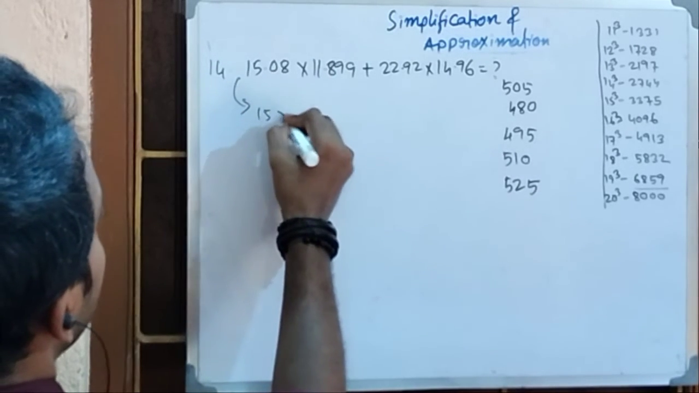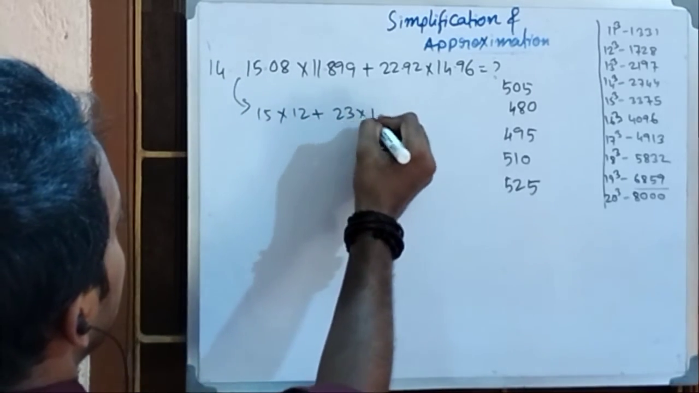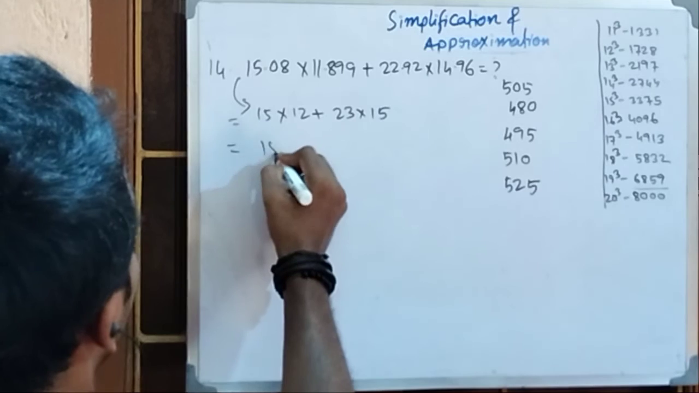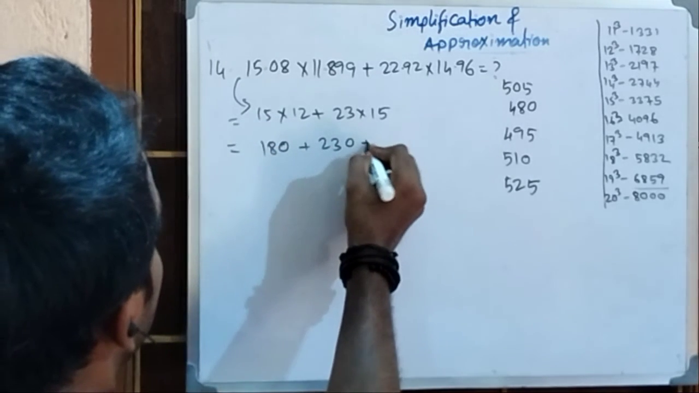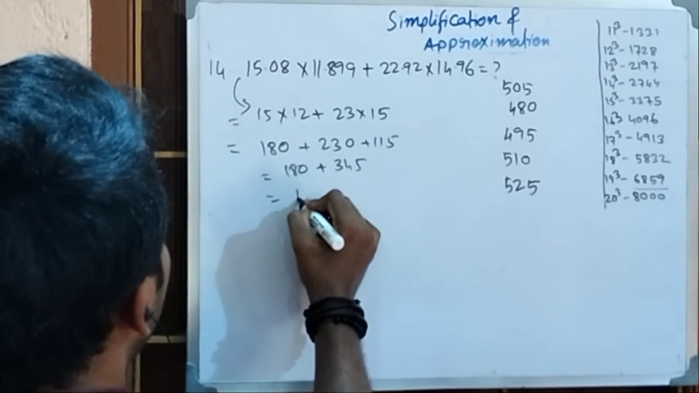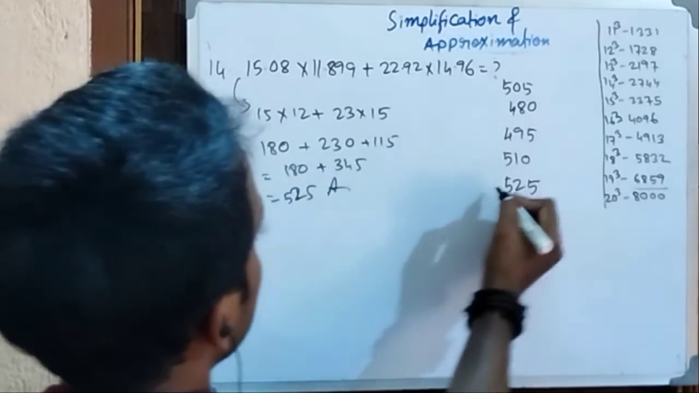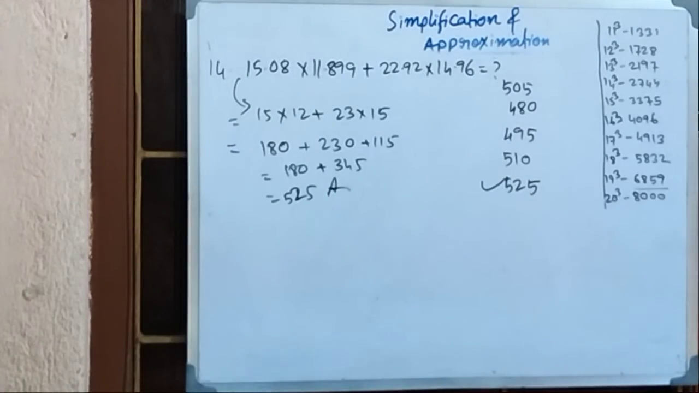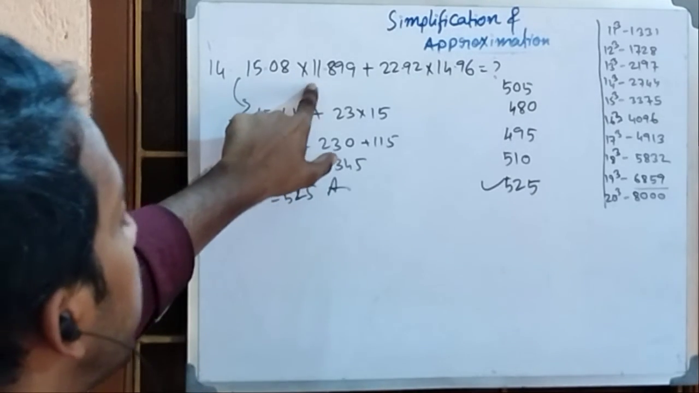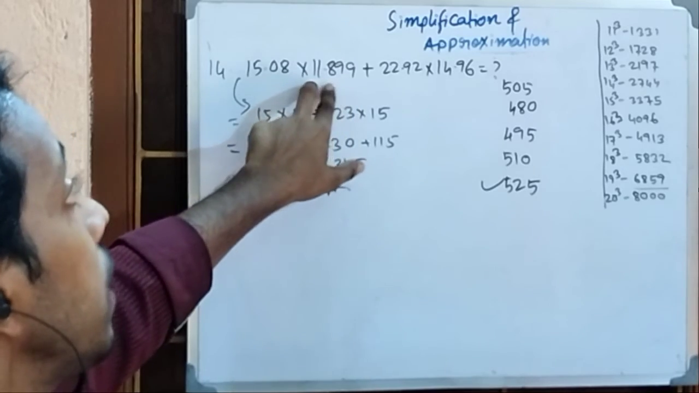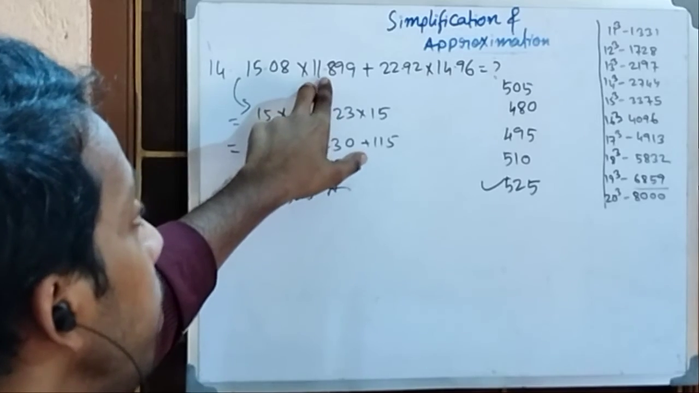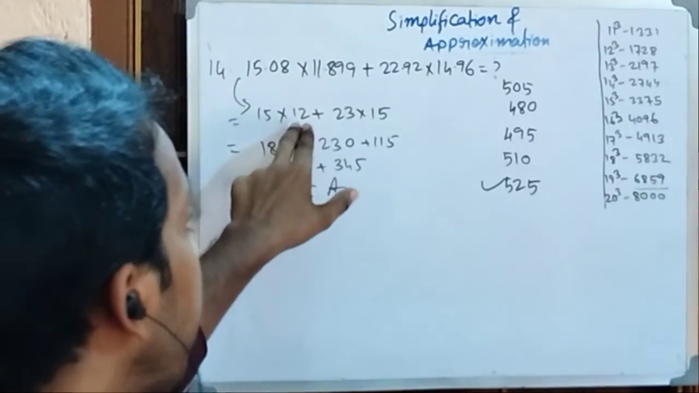I will just manipulate the given question, 23 into 15. Right? Okay, so this is 180, 230, 115, 345 plus 180, and 4, 525. Answer 525. Right? Understood? 15.08, I can take it 15, and 11.899. If it gives 11.199, then I can take 11. But here it gives 11.899, close to 12, so I can take 12 here.